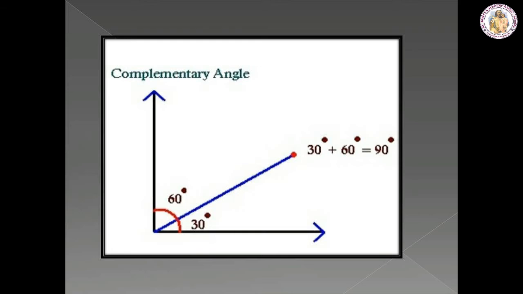The next one is complementary angles. Complementary angles are those where, when we add both, we get 90 degree. For example, 60 degree plus 30 degree is equal to 90 degree. That is called complementary angles. When we add both the degrees, we have to get exactly 90 degree. Supplementary means 180, complementary means 90.